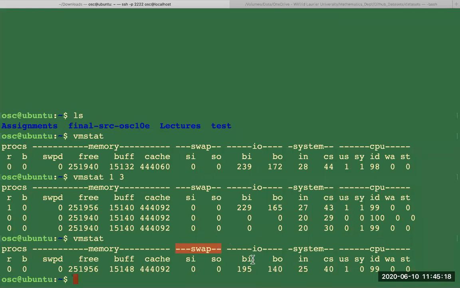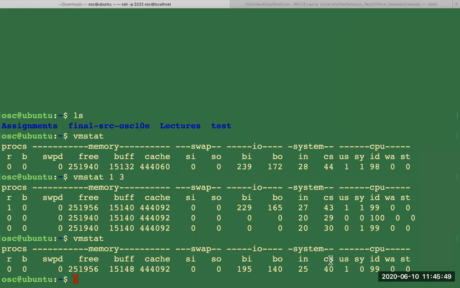BI is basically the number of blocks per second received from a block device, and BO is the number of blocks per second sent to a block device. We are more concerned here about system. In system we have IN, which means the number of interrupts per second, and then CS is the number of context switches that have been performed.